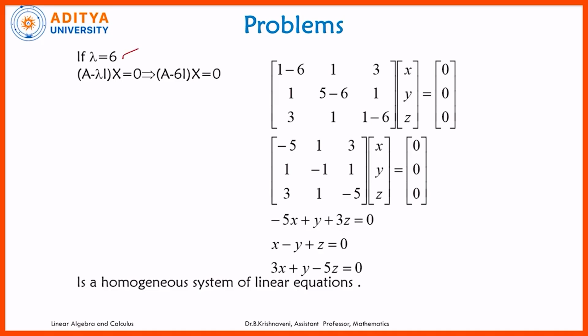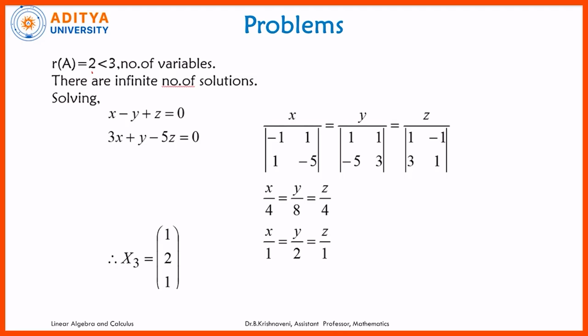Next, corresponding to lambda is equal to 6, by taking lambda is equal to 6, we get this equation: minus 5, 1, 3; 1, minus 1, 1; 3, 1, minus 5, times x, y, z is equal to 0, 0, 0. Then write down the system: minus 5x plus y plus 3z is equal to 0, x minus y plus z is equal to 0, 3x plus y minus 5z is equal to 0. Again here the rank is 2, which is less than the number of variables, since it has an infinite number of solutions.